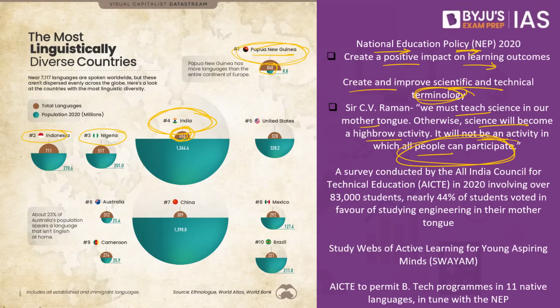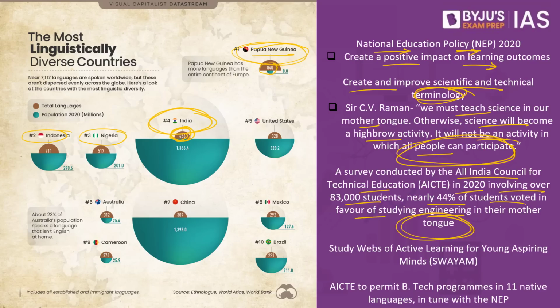Added to it, there was a survey conducted by the All India Council for Technical Education in the year 2020. This involved more than 83,000 students. Nearly 44% of the students voted in favor of studying engineering in their mother tongue. Why? Because they are receptive to the mother tongue. They are in a much better condition to understand what is being taught. So the author in this particular case says that we require more terminology, more words, more vocabulary, so that when there is a mode of communication happening in the native language, the students are receptive to this particular process.